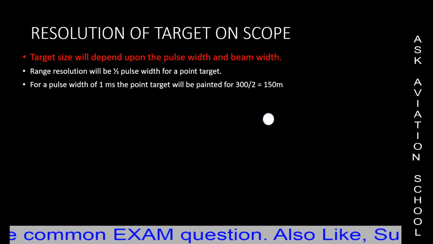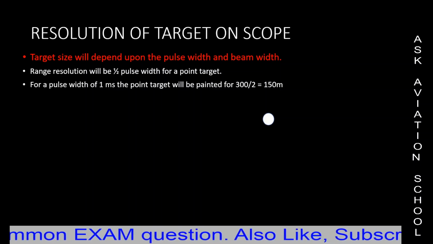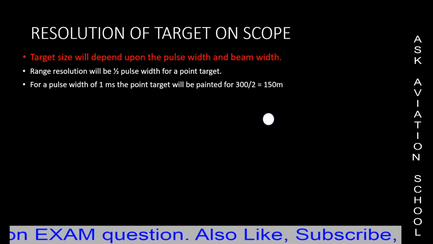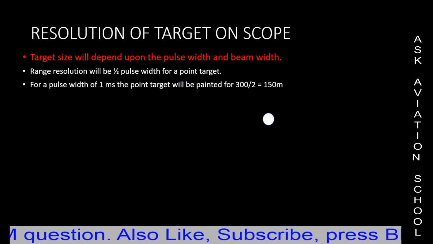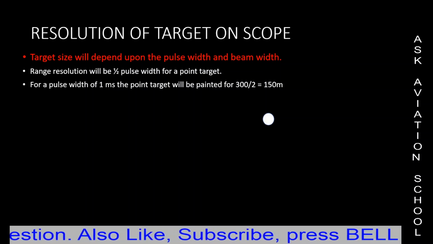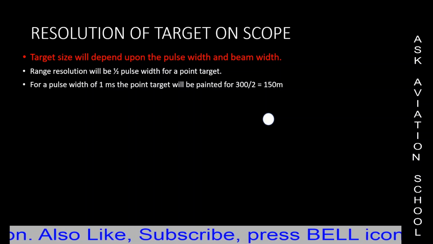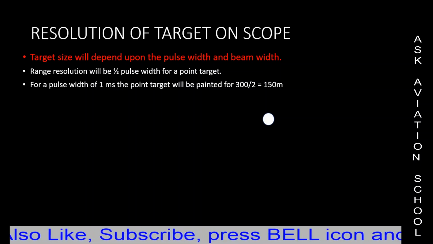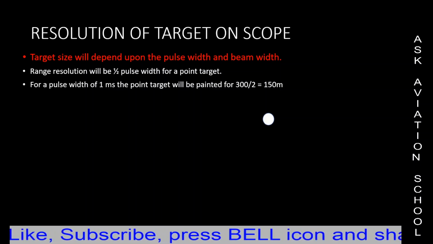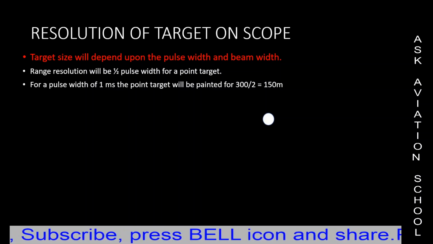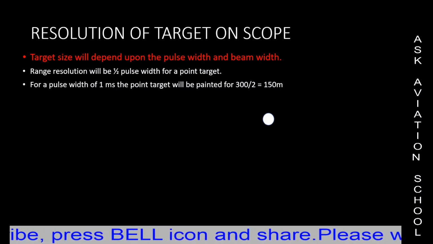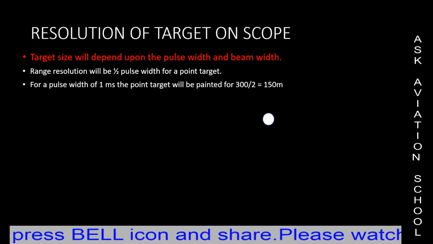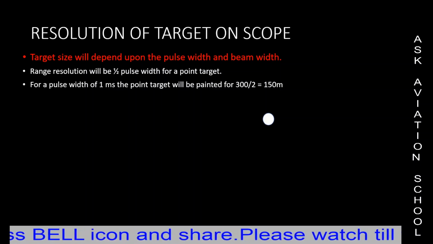So for a pulse width of 1 microsecond, the point target will be painted for 300 upon 2, because 1 microsecond length, when converted into distance, will be 300 meters divided by 2, so 150 meters. A point target will be painted on this particular radar as a 150 meters long target.